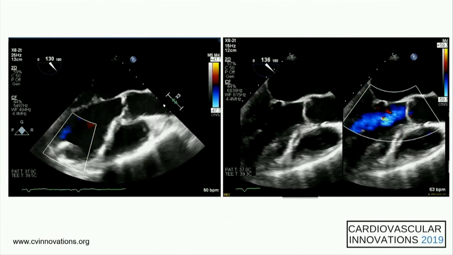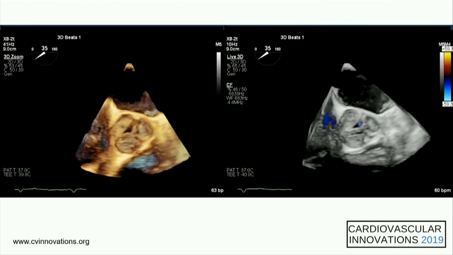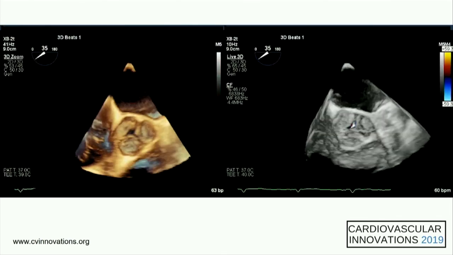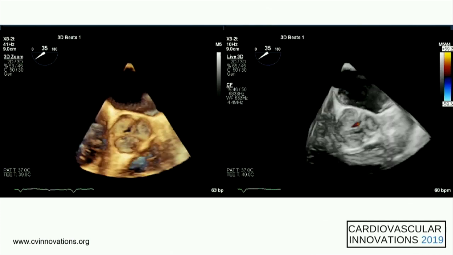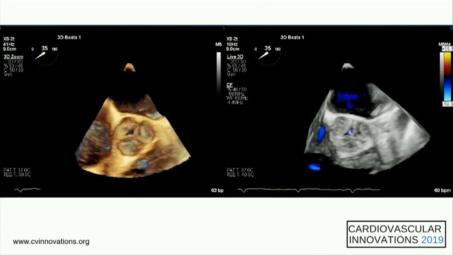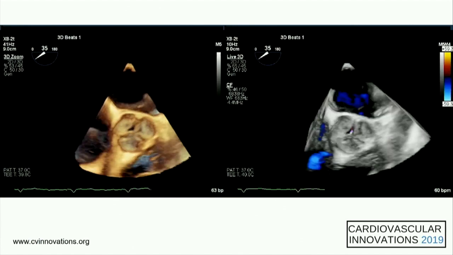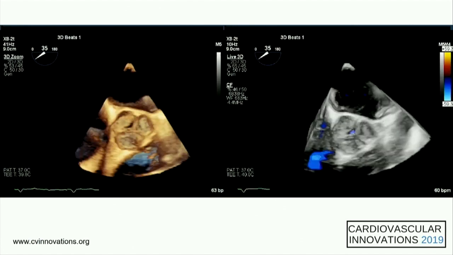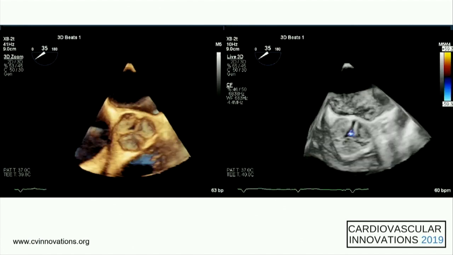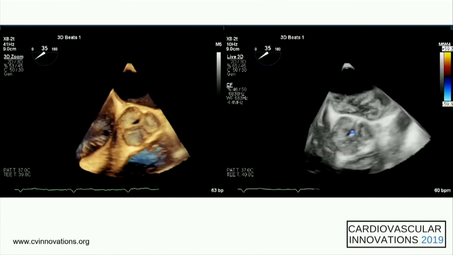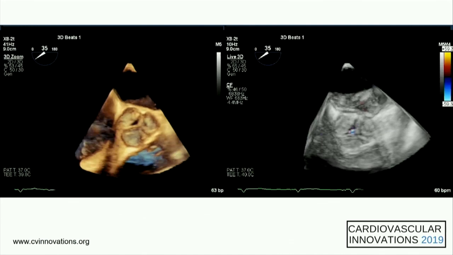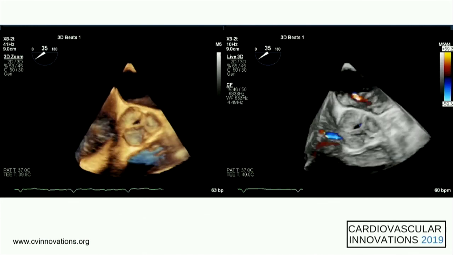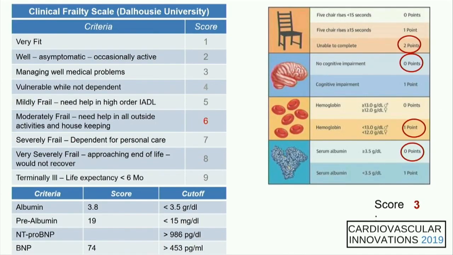However, on 3D, which I find to be very helpful, you can see that the leak was not central per se. It was right in the center or near the edge of the non-coronary leaflet. So he had a perforation in the aortic valve leaflet itself. And this was thought to be the etiology of his aortic insufficiency and why he was starting to feel his current symptoms.